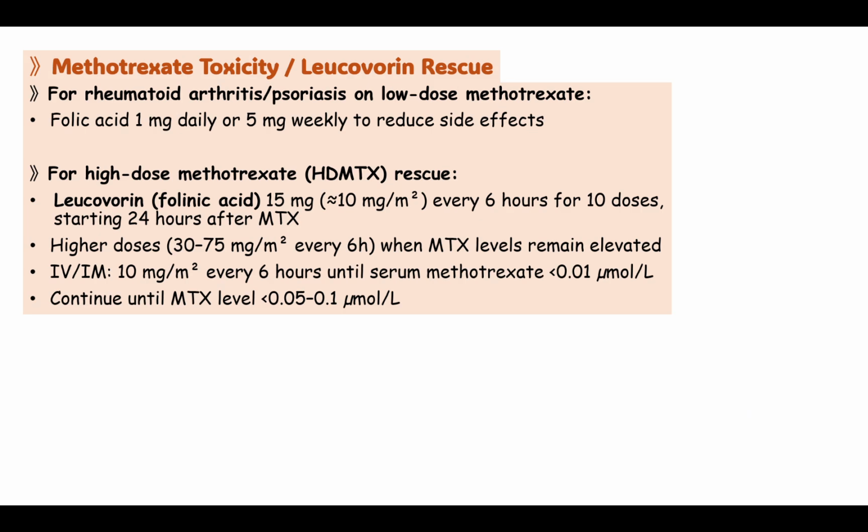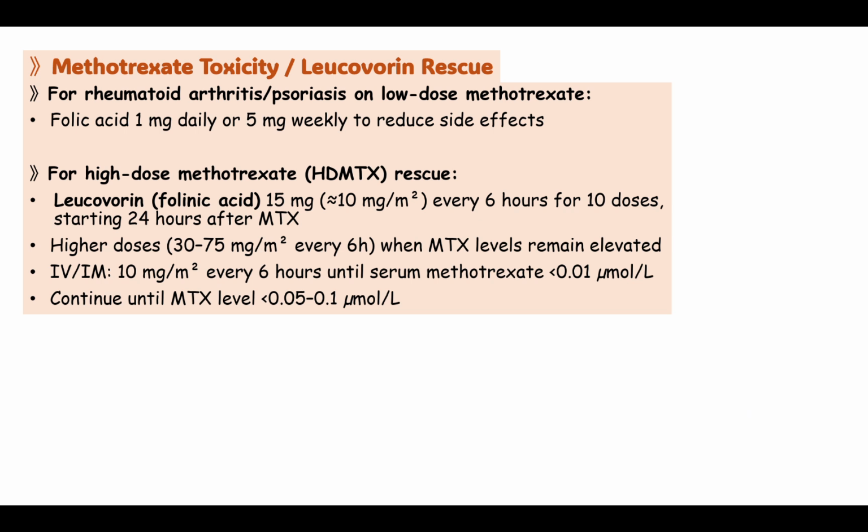An important therapeutic application involves methotrexate toxicity and leucovorin rescue. For patients with rheumatoid arthritis or psoriasis who are taking low-dose methotrexate, supplementation with folic acid 1 mg daily or 5 mg weekly can reduce side effects. For high-dose methotrexate rescue, the recommended agent is leucovorin, also known as folinic acid.